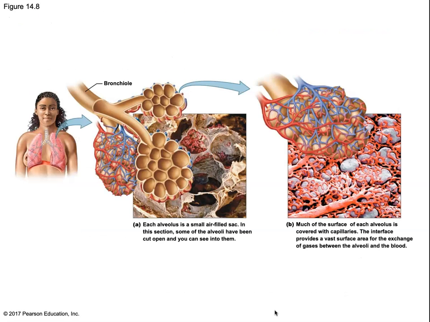Here is a close-up of what that bronchiole looks like. Here's the bronchiole coming out into alveoli. These alveoli are covered in capillaries, venules, and arterioles to help promote that gas exchange between the blood and the lungs.